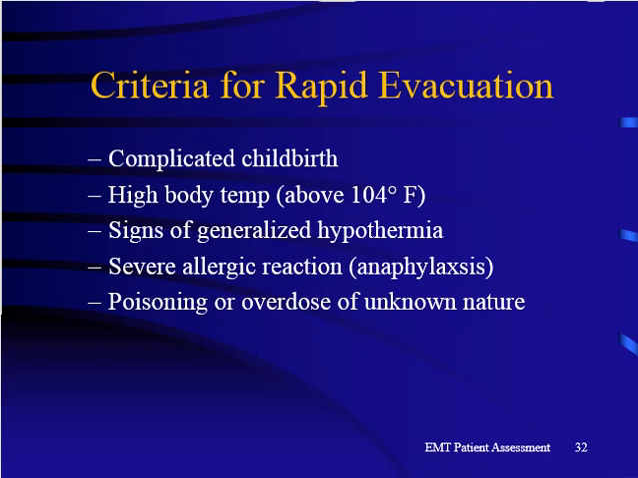Complicated childbirths. This is something that you should look at. Anytime somebody's having a complicated childbirth, you should look into getting them to a resource that can handle it. A complicated childbirth could involve high risk people. Usually, most of the time, pregnant women are going to know if they're high risk, so that'll help you out. A high body temp above 104. Something you might see like this a lot is with pediatric patients.